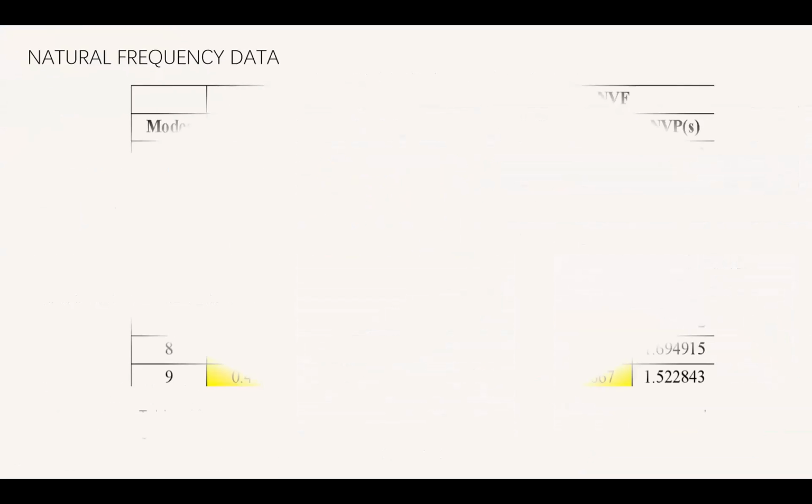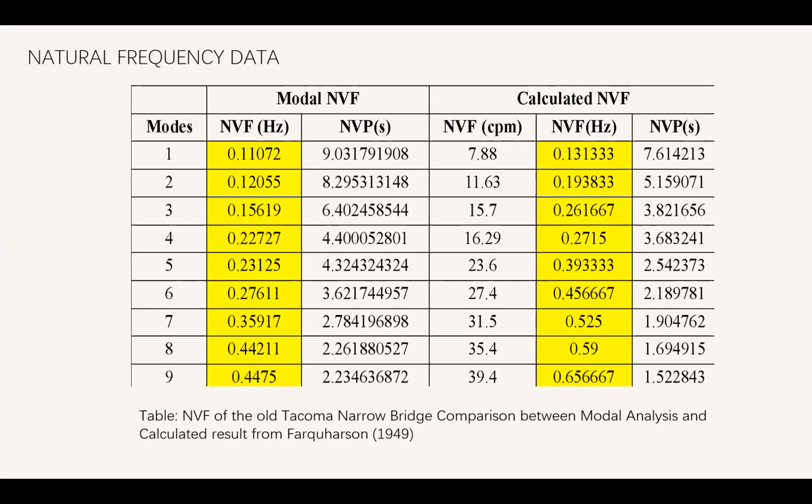So the first part I'm going to talk about is the modal analysis. This table on the left-hand side is the modal analysis value of the natural vibration frequency, which I highlighted in the yellow column. The table on the right-hand side, the second part, is the calculated natural vibration frequency from Professor Falk-Hansen in 1949, which I also indicated in yellow.